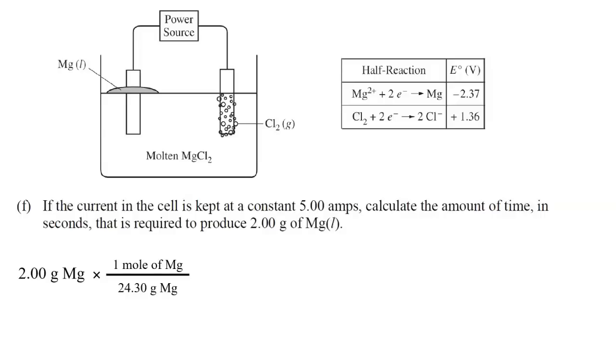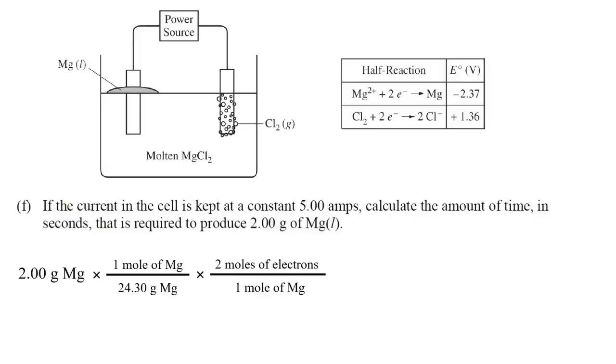So here I am going from 2.00 grams of magnesium into moles of magnesium. So on the periodic table, 1 mole of magnesium is equal to 24.30 grams. My next step is to put moles of magnesium on the bottom and moles of electrons on the top. And based on the half reaction involving the reduction of magnesium ions, 2 moles of electrons are involved for every 1 mole of magnesium that's produced. So it's going to be mole of magnesium on the bottom to get that unit to cancel, and 2 moles of electrons on the top.